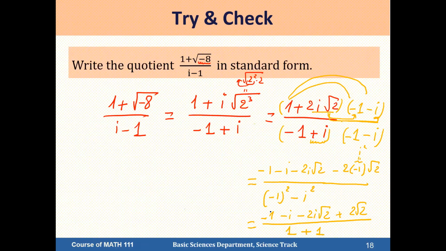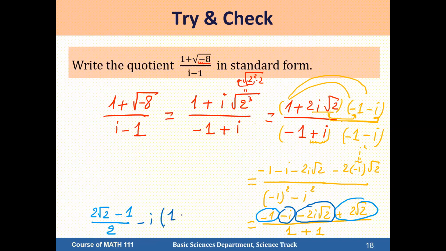Then we separate the real part by itself and the imaginary part by itself. This is the real part: 2 square root of 2 over 2, and the imaginary part is negative 2 square root of 2 over 2. We take out the minus and take out the i, and what remains is 1 plus 2 square root of 2 over. This is the final result. We cannot simplify more.